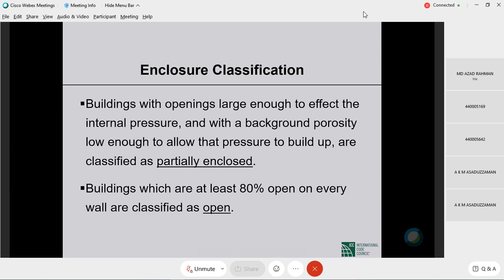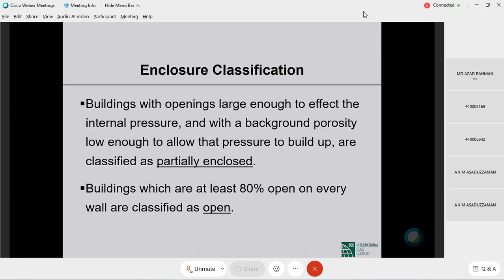Partially enclosed. A partially enclosed building has windward openings. It has suction openings, but the windward openings predominate. So more wind comes in than can get out. So internal pressure builds up. That is a partially enclosed building.